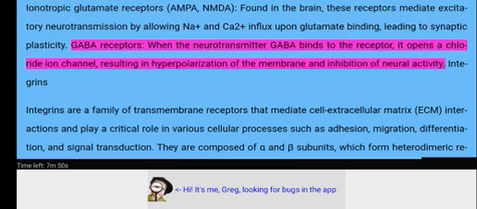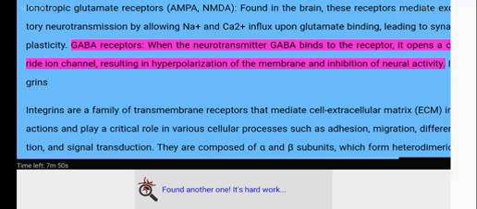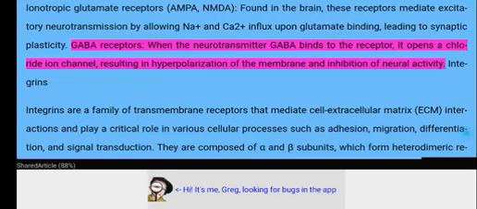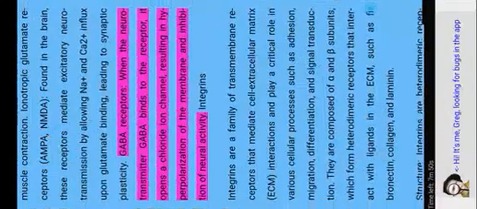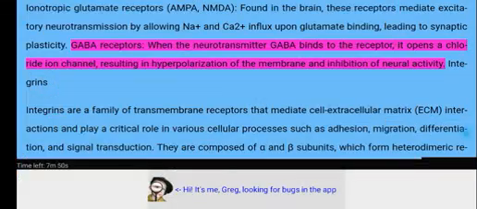GABA receptors. When the neurotransmitter GABA binds to the receptor, it opens a chloride ion channel, resulting in hyperpolarization of the membrane and inhibition of neural activity.